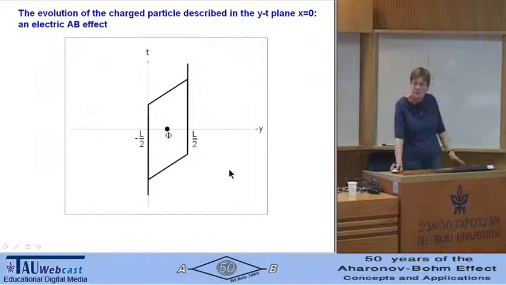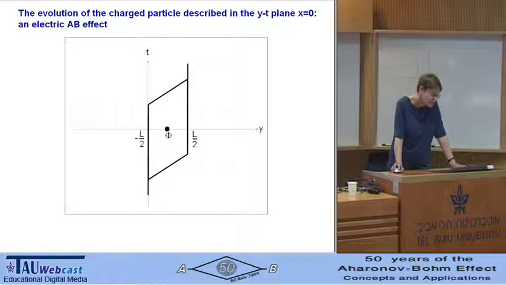Now, let us consider the time evolution of the charged particle. This is a central point. The time evolution of the charged particle is described in the yt plane, specifically the plane x equals 0, since that is where the charged particle is positioned. Now the solenoid, in its motion along the x direction, crosses this plane at y equals 0 and at a definite time.